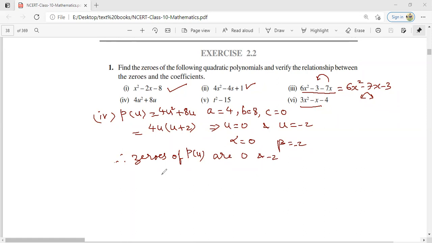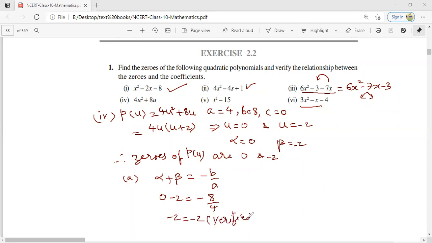Now verify. First verification: alpha plus beta is equal to minus b upon a. Alpha is 0, beta is minus 2. Minus b, the value of b is 8, and a is 4. So minus 8 upon 4 is equal to minus 2. Verified.